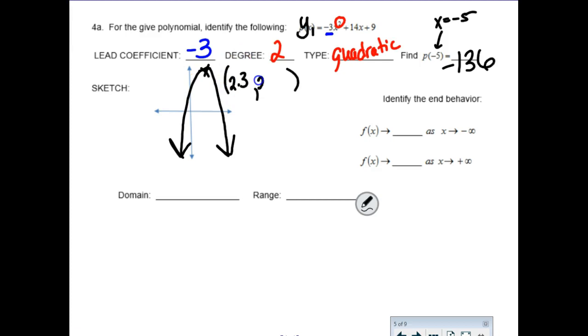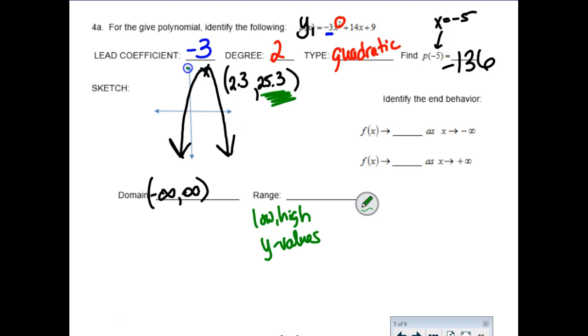2.3 and then 25.3. Alright, so domain is supposed to be the easy question. It goes forever on a polynomial, so negative infinity to infinity. But remember, range is low to high, and it's y values. So you're going to use this as the top of the range. Your range starts at negative infinity with a parenthesis, but it stops at 25.3.